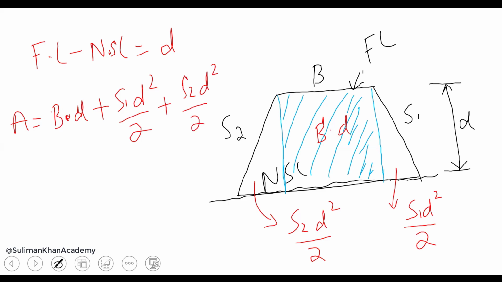Now, there is another thing. If S1 is equal to S2, then we can simplify this a little bit more, okay? If S1 is just S2, then the area can be BD plus SD square only. So these are the formulas which may be needed in the calculation of cutting and fill.